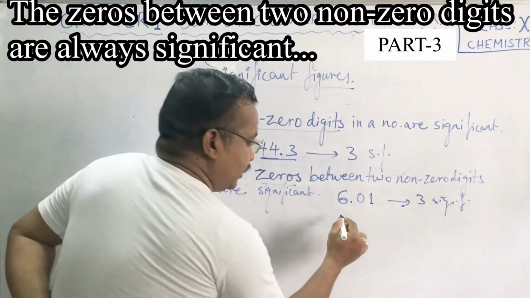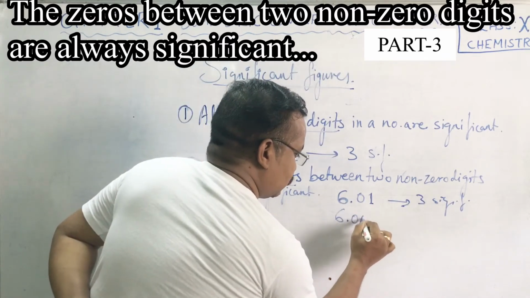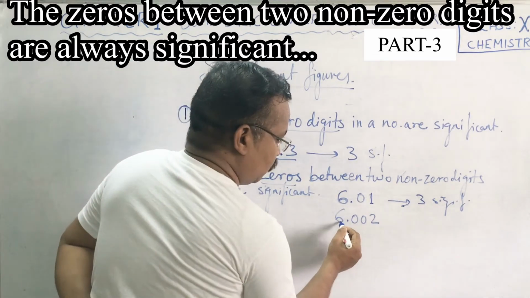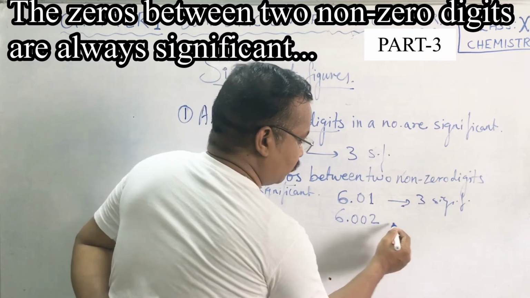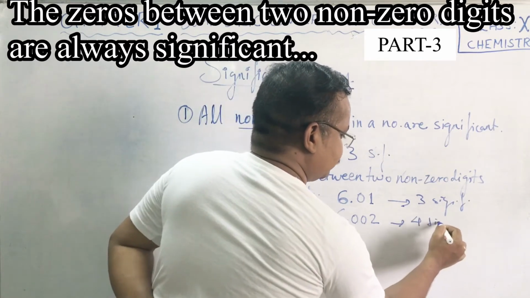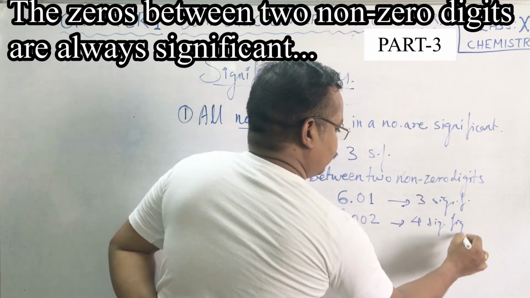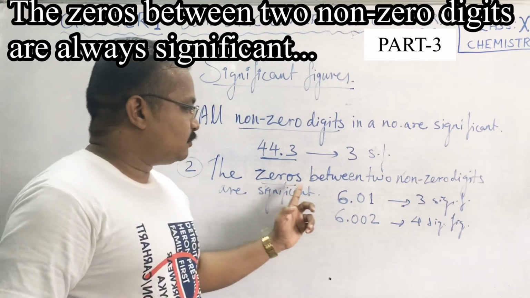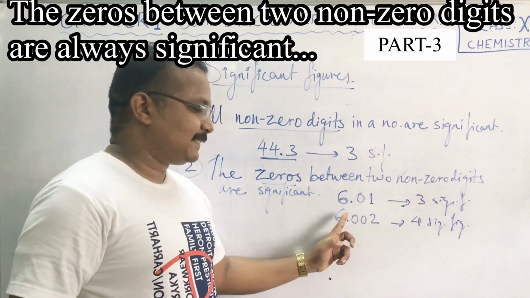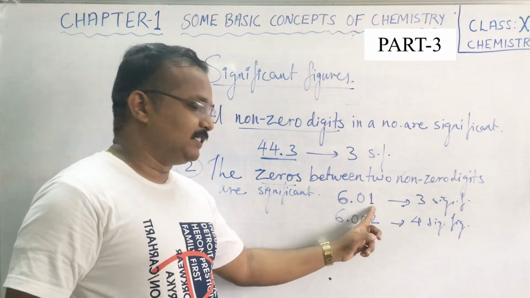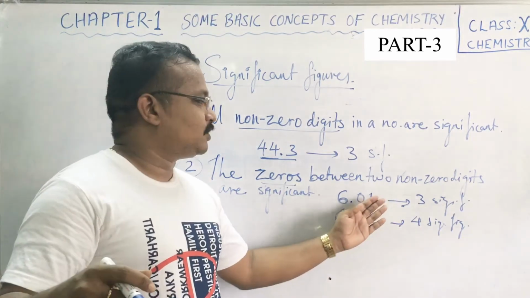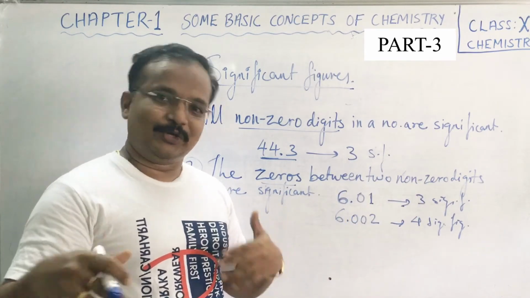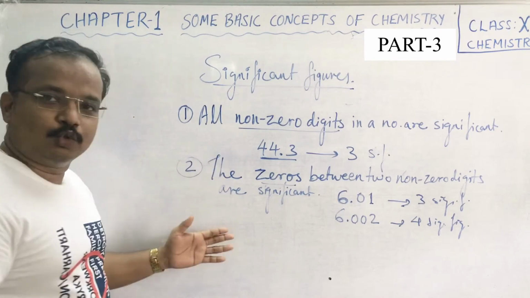And suppose 6.002 is there, simply taking a number. This has 1, 2, 3, 4 significant figures. So what you have to understand in the second case is that the zeros between 2 non-zero digits are significant. Whether the 0 is on the left side or right side, there will be some difference. That's what we are going into in the next rule. I hope you understood these 2 rules.